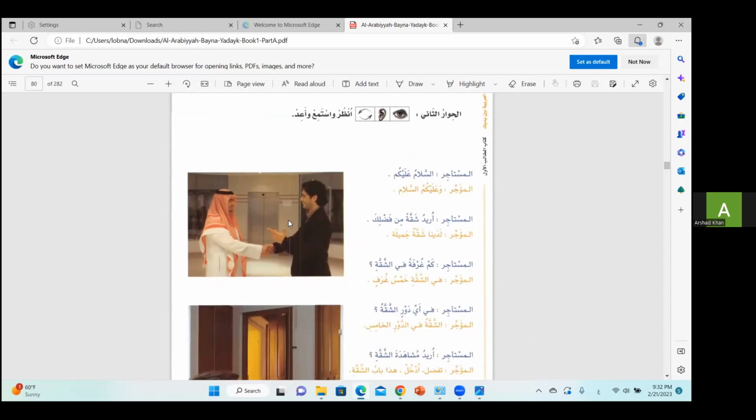Same thing, another dialogue. So we're going to cover a new verb. انظر واستمع وأعد. مستأجر means somebody who's going to basically rent. مستأجر is the one who's going to rent. مؤجر is the one who's going to lease, the landlord, you can say. Who wants to read this one, inshallah?